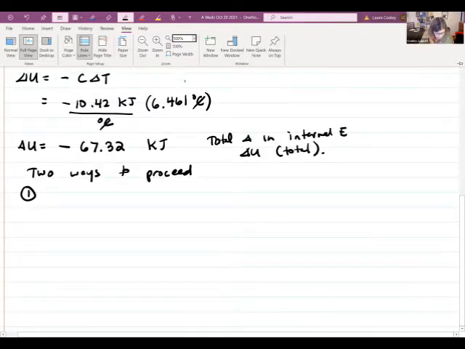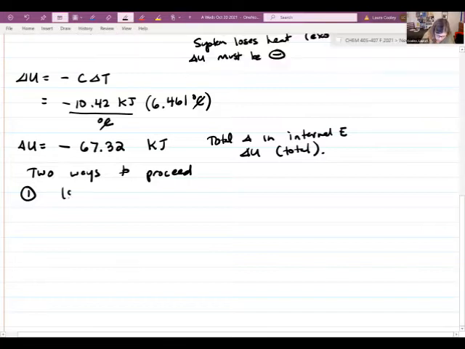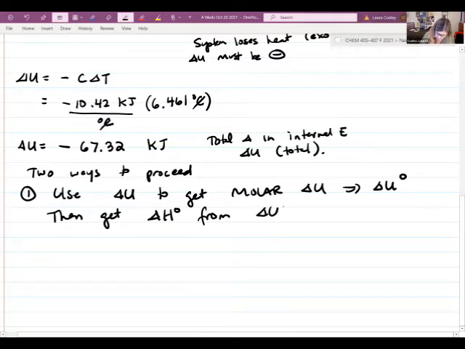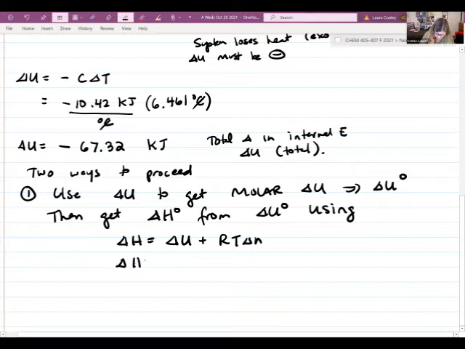Okay. So the two ways to proceed. Number one is we can use the delta U to get the molar delta U, in other words, the delta U zero, and then get the delta H zero from the delta U zero using one of our equations. And the equation would be that delta H, well, we have several choices like this. This is one of the choices. The other ones that we went over last time.